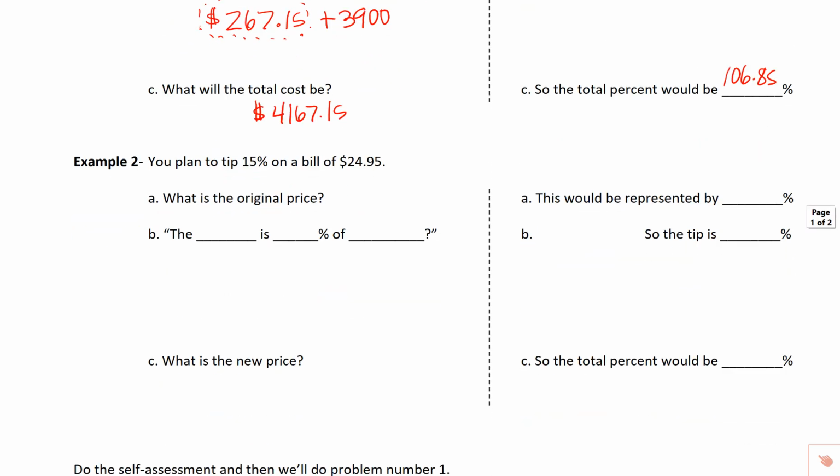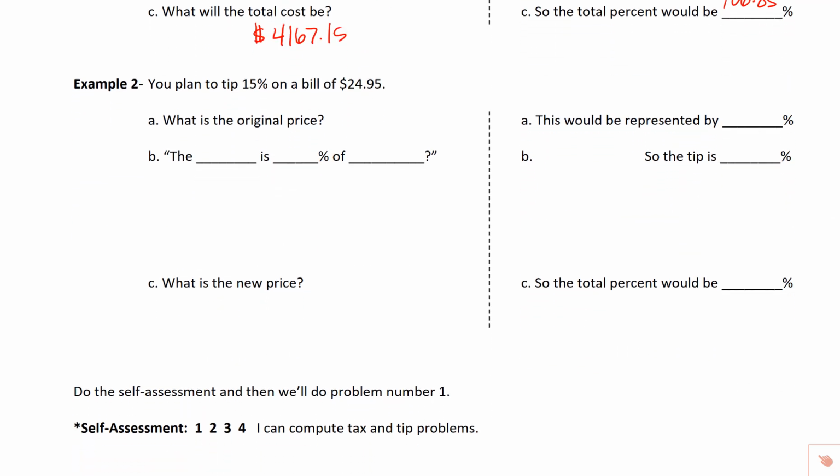So example 2, this time we're going to look at a tip. In example 1, we looked at tax. So now we'll figure out a tip. So you plan to pay a 15% tip on a bill of $24.95. So it wants to know what the original price is. This is the price that we pay before we actually pay a tip. So our original price was the price of the bill, which is $24.95. And I'm going to fill in this right-hand column as we go. So this would be represented by 100%. That's if we paid the full bill, it's 100%.